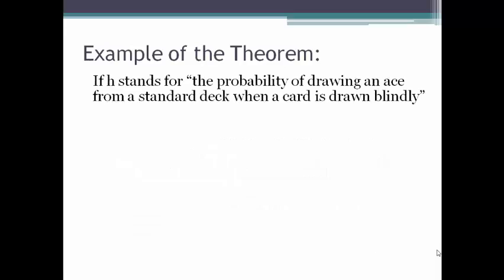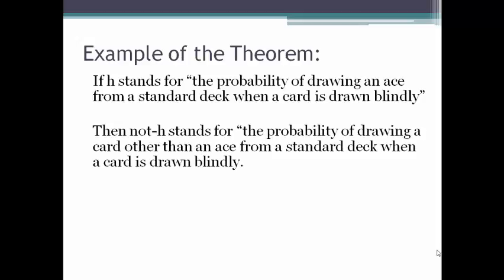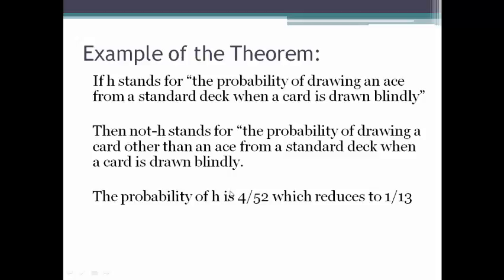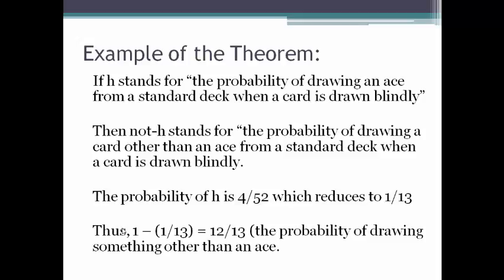Let's look at an example. If H stands for drawing an ace from a standard deck when a card is drawn blindly, then not H stands for drawing a card other than an ace from a standard deck when a card is drawn blindly. The probability of H is 4 out of 52, which reduces to 1 out of 13. Thus, to figure out the probability of not H, one thing we can do is take 1, subtract the probability that it's H, and then that gives us not H, which is 12 out of 13, the probability of drawing something other than an ace. If you look through a deck of cards, you'll realize, yep, that's the right number.